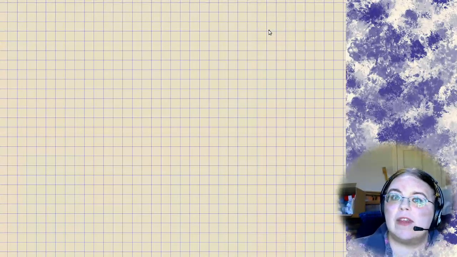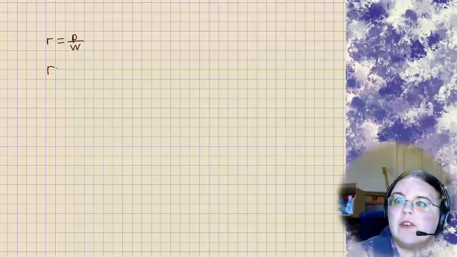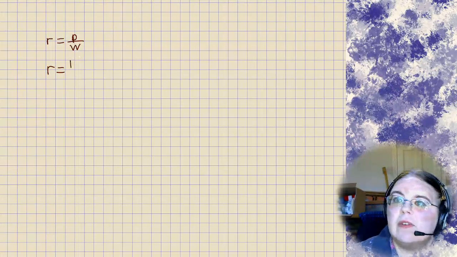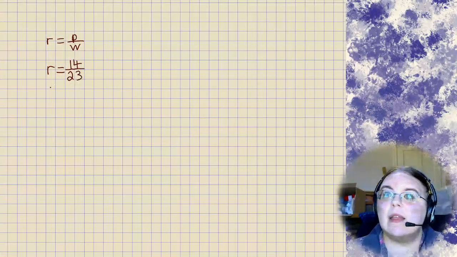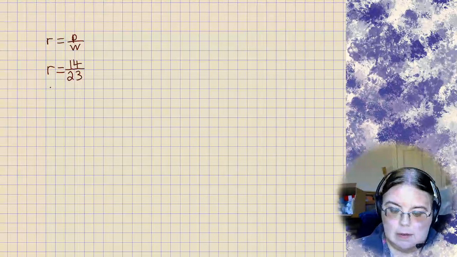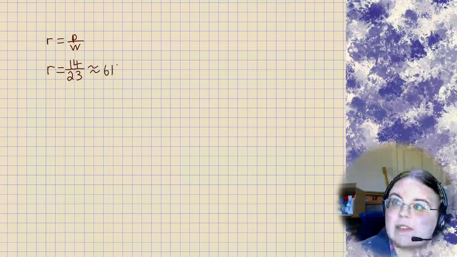A percent is just a form that a ratio can be expressed in. What we really want to know is the ratio, and we're going to use the fact that that's the part over the whole. The ratio is what we don't know yet. The part is the 14 students who earned a B or above on the recent test, and the 23 is the whole class. Then we can just take any calculator and type in 14 divided by 23, and I find out that that is about 61%.